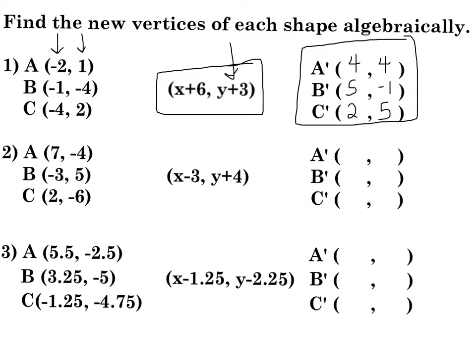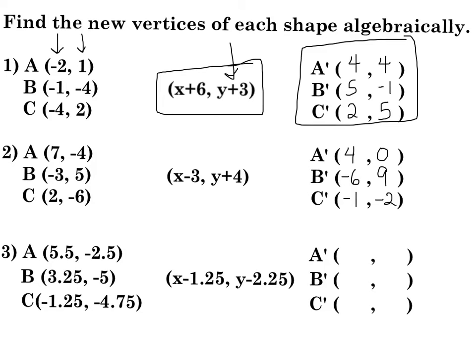Okay, let's go ahead and see how you did. So for this problem number 2, we have 7, -4. So our new coordinates are going to be 4, 0. For point B, we have to subtract 3. So -3 minus 3 is -6, and 5 plus 4 is 9. Then we have 2 minus 3, which is -1, and -6 plus 4 is -2.